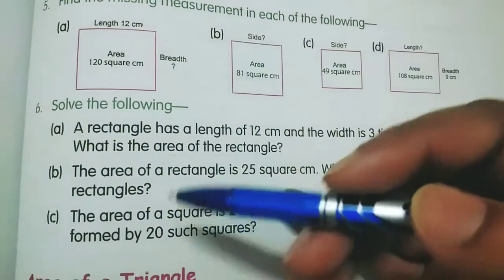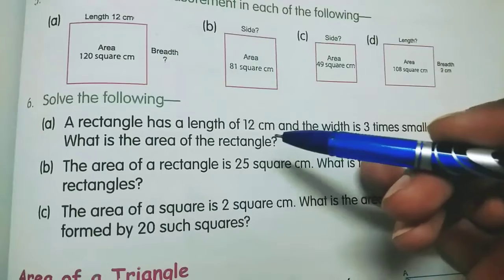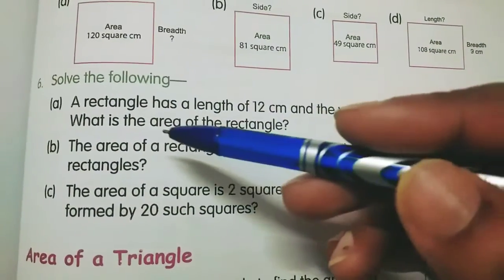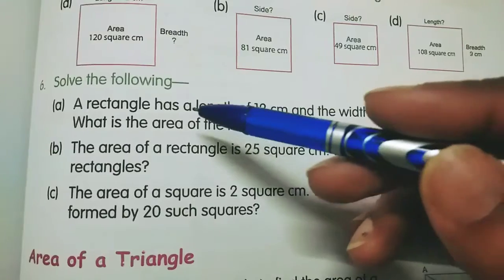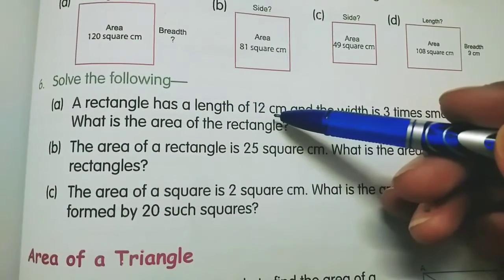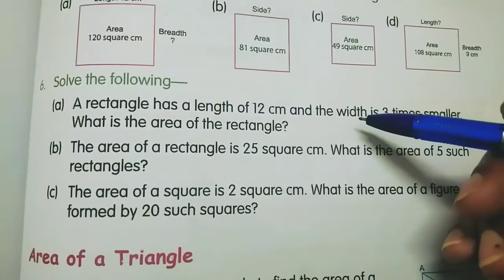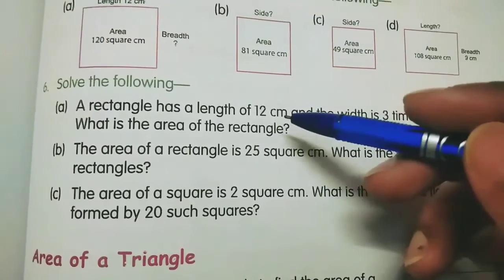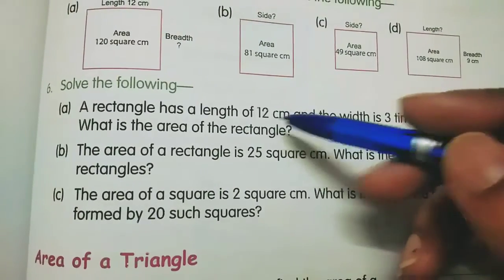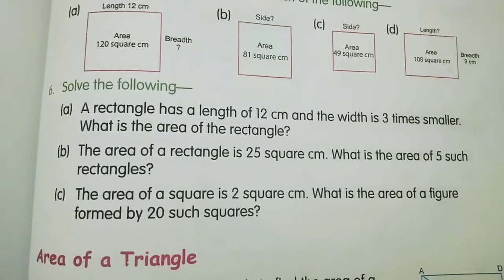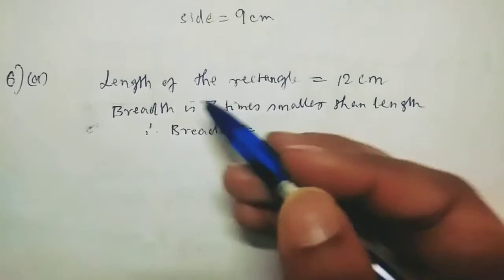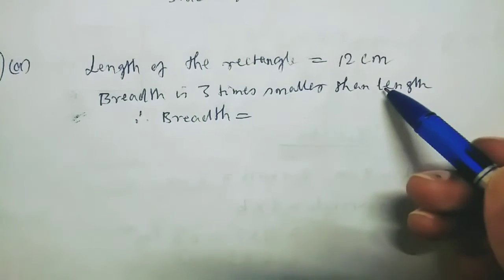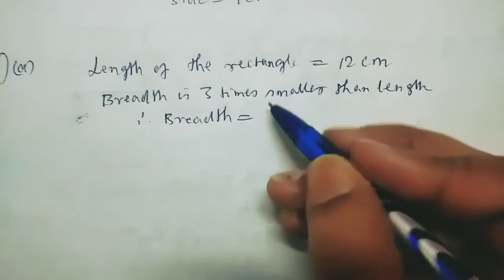All are word problems. A rectangle has a length of 12 centimeter and the width is 3 times smaller. What is the area of the rectangle? That means the length of the rectangle is given as 12 centimeter, but the breadth, meaning width, is not given. The breadth is 3 times smaller than this length. So how can you find the breadth?